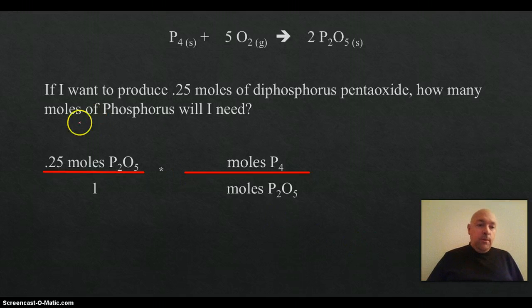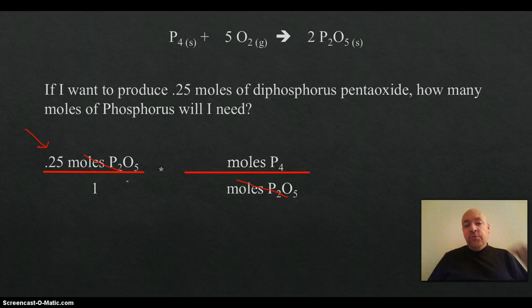And so you see we set up what we know originally. So here's what we have originally: 0.25 moles of diphosphorus pentoxide. Then we're going to multiply by a fraction because I'm converting from one substance to another. Anytime I convert, I'm always going to multiply by that fraction. And then what am I going to put in that fraction? Well, the first thing I do is write on the bottom moles of diphosphorus pentoxide. Why? Because I want to get rid of those units, so those are going to cancel out with each other.